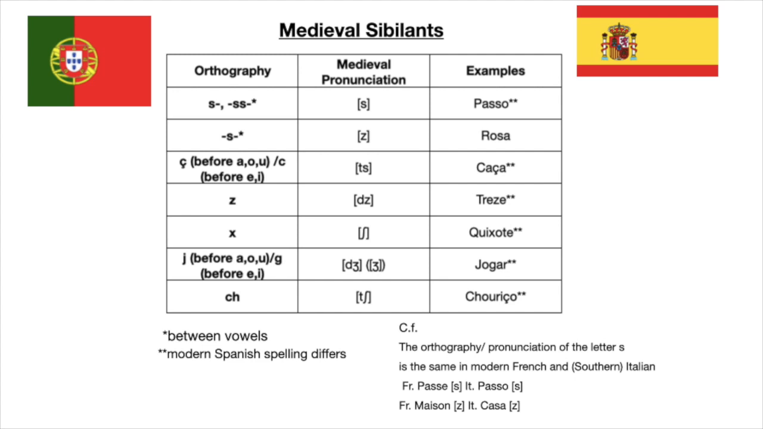We also have a z sound. This z sound is spelled with the letter z. We have a sh sound. The sh sound is spelled with an x. And we have a j sound or a zh sound. Those sounds merged quite early in the evolution of the sibilant sounds. That's spelled with a j before o, a, u, or it's spelled with a g before a or e. And we also have a ch sound, and this ch sound was written with a c and an h. So those are the sounds that we have in medieval Portuguese and medieval Spanish, and we're going to see that they evolve differently when they diverge into the separate languages.